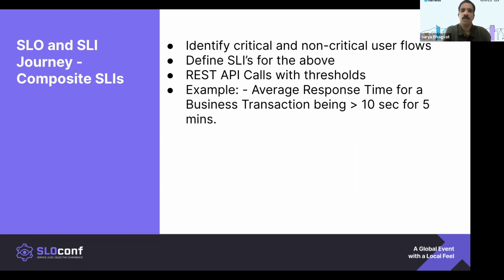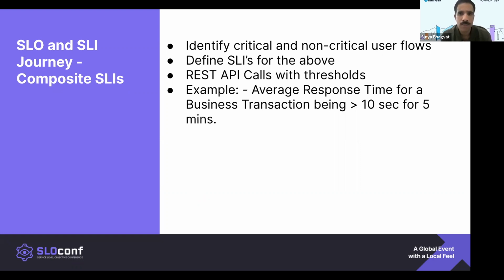And some are non-critical. For example, when someone is using the Harness continuous delivery product, or the Harness CI product, the critical flow is: I'm not able to deploy my application, or I'm not able to build my application. Those are critical user flows. And there are non-critical user flows.